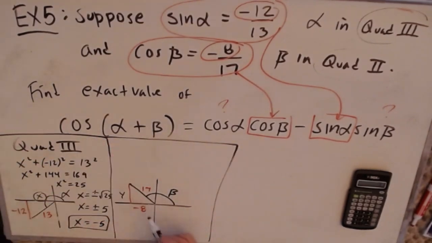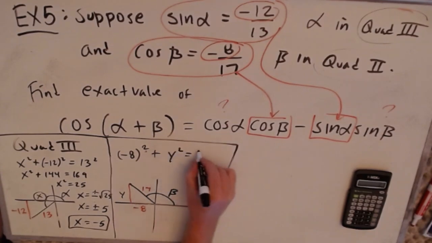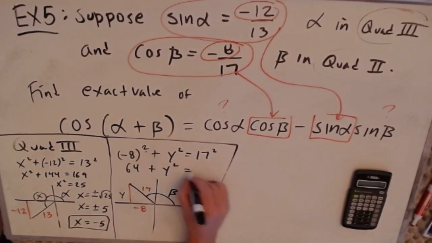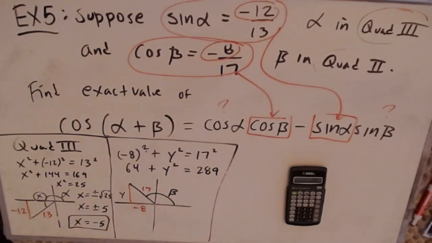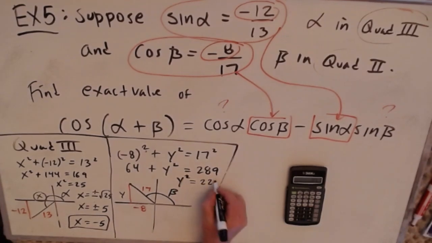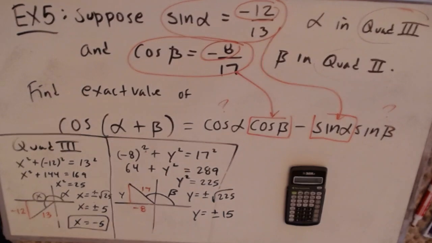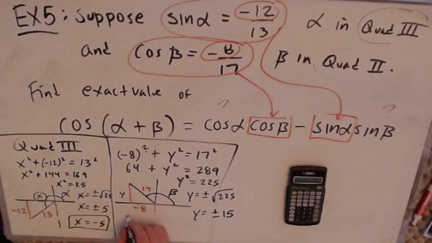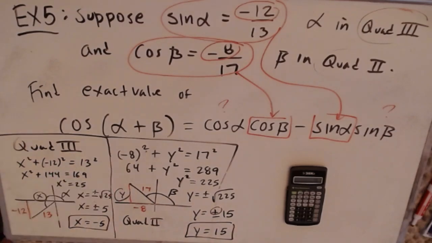All right, so for this one, we're in quadrant 2. We're looking for y, so we have negative 8 squared plus y squared equals 17 squared. I have to confess I've never memorized 17 squared. 289. I'll forget it in 5 minutes. 289 minus 64 is 225. So y is plus or minus the square root of 225. Plus or minus 15. Look what quadrant we're in. We're in quadrant 2. It's the y value, so we're going to keep the plus. So y is equal to 15. Throw out the minus.